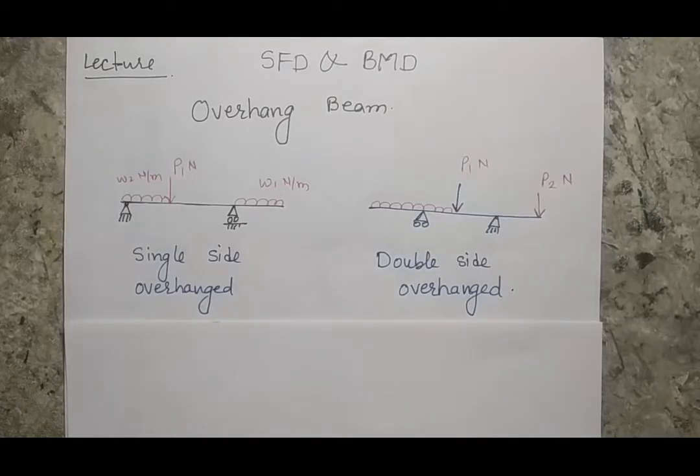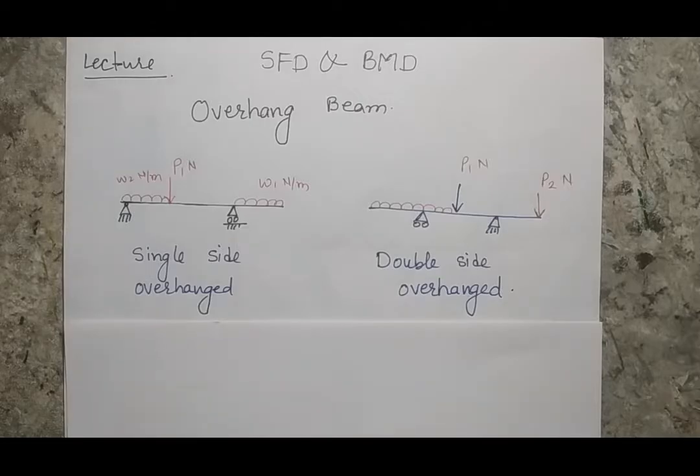In this session, we will try to learn the shear force and bending moment diagram for an overhanged beam. So first, let's understand what an overhanged beam is. It is basically a combination of your cantilever beam as well as your simply supported beam.